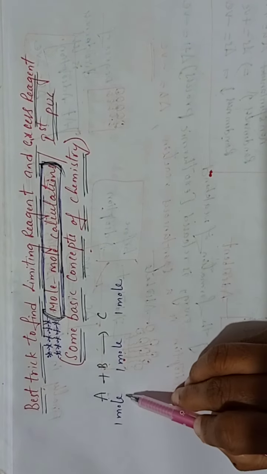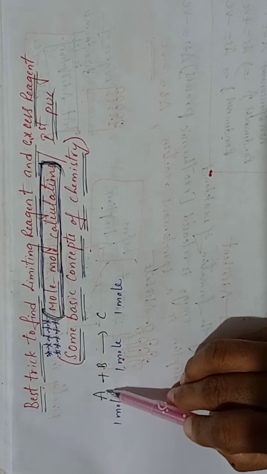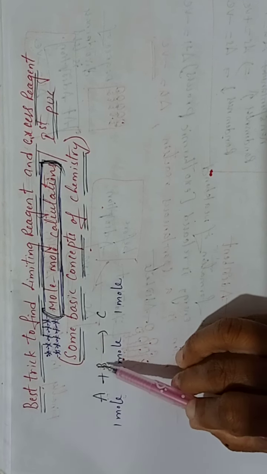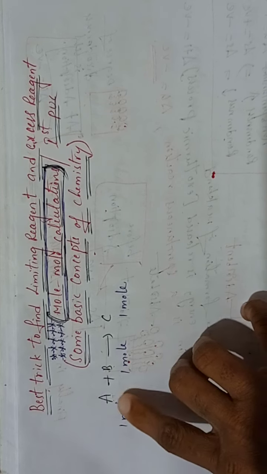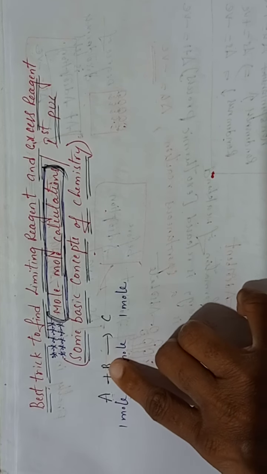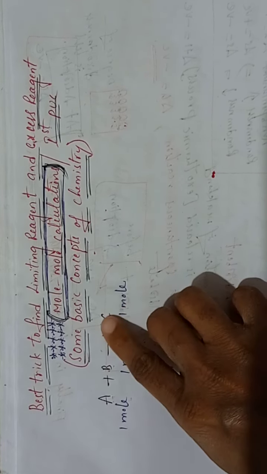That means 1 mole of reactant A combined with 1 mole of reactant B produces 1 mole of C. Are you following, students? 1 mole of the reactant A combined with 1 mole of B produces 1 mole of C. Clear this one? Okay.